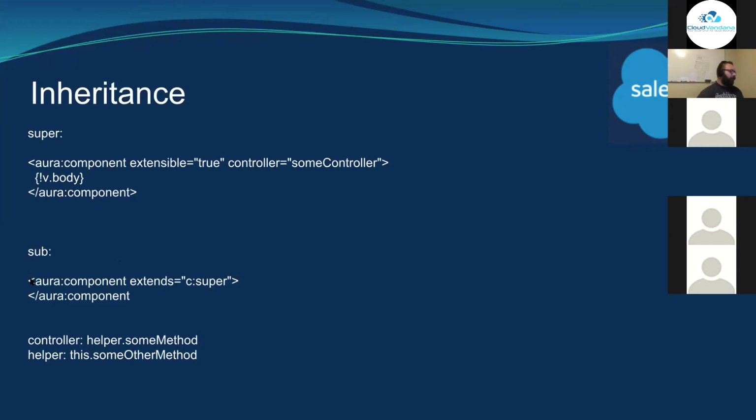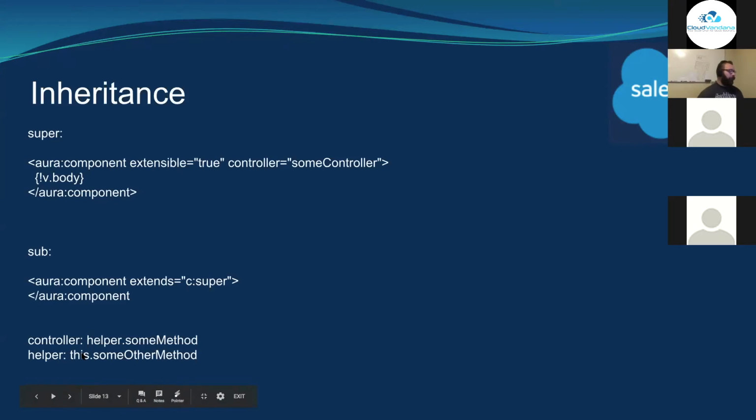And then all your components, I would extend that super component just like this. And if you do that, what this means is you can put code in the controller and the helper of the super component, and all your subcomponents can access that same code by saying, if you're in the controller, you can say helper.sumMethod, and what this will do is it'll call the method in that super component's helper.